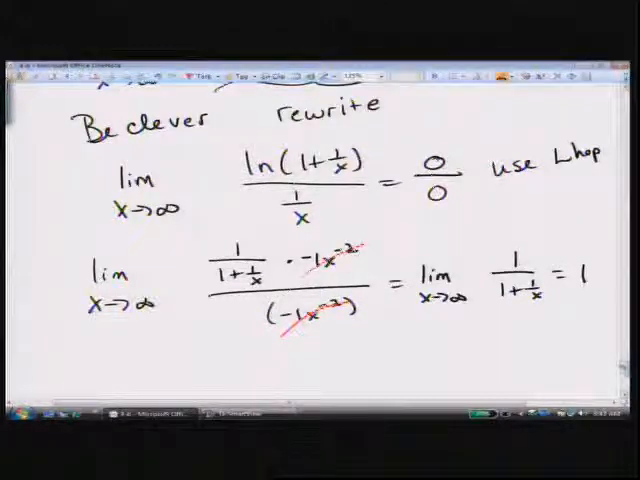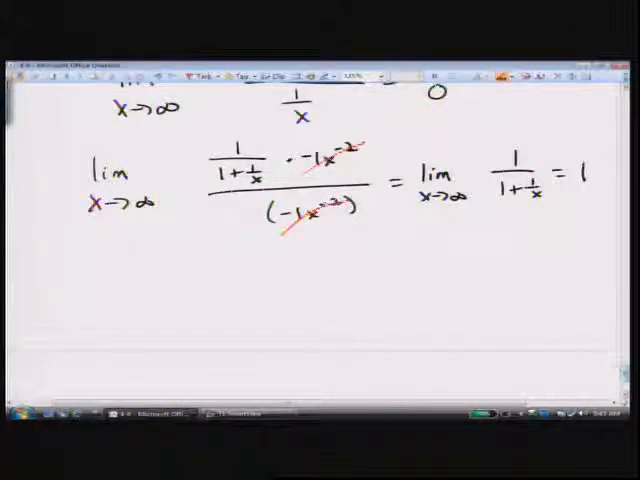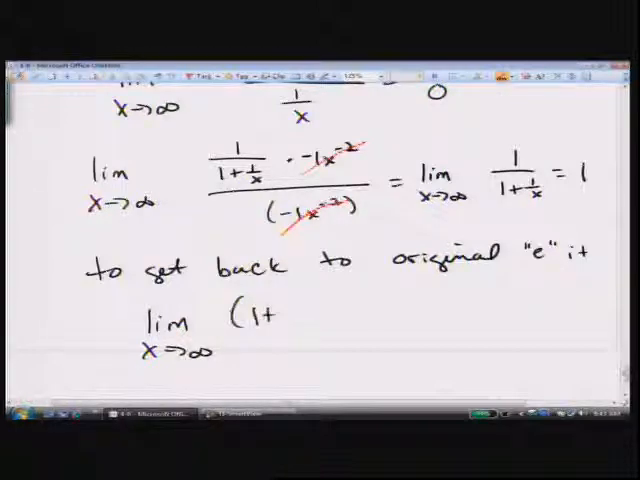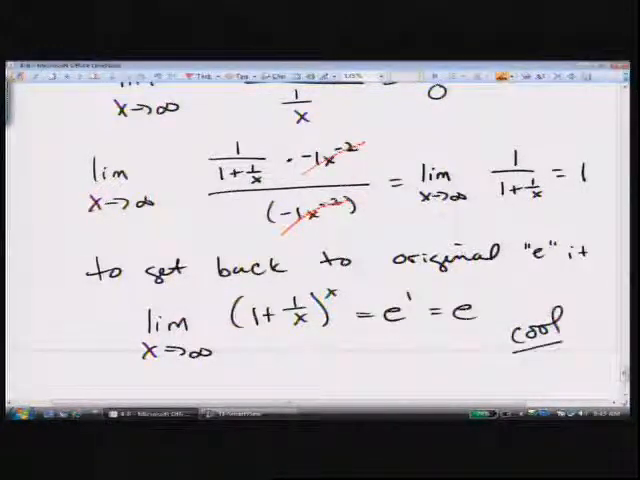Yeah, it's just 1. Because this 1 over x goes to 0, right? Okay, but I was considering the ln of my function. So to get back to my original function, I have to do what? I have to e it. And so I get e to the 1. So the limit as x goes to infinity of the original function, which is 1 plus 1 over x to the x, is e to the 1, or e, which is cool.